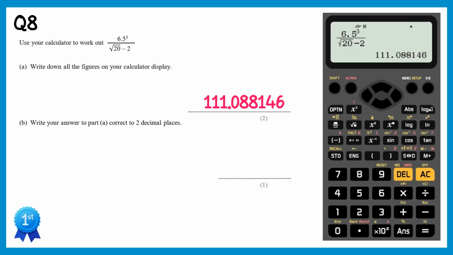For part B, we need to round our number from part A to 2 decimal places. So this is the number we got. The second decimal place is the second number after the point, so that's this 8 here. I need to check the number after this though. That's an 8, which tells me I need to round up. So my first 8 will go up to a 9, so it's 111.09.